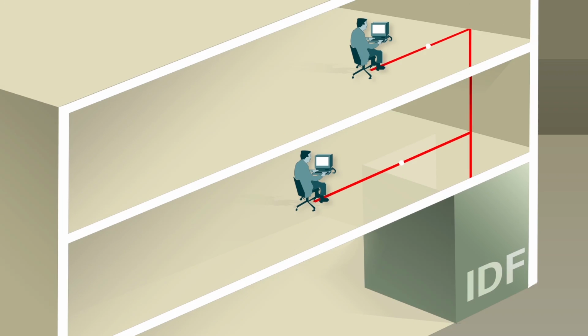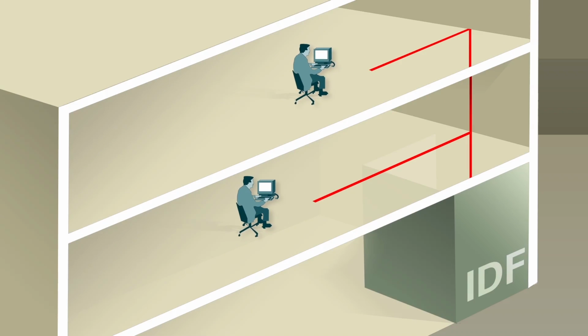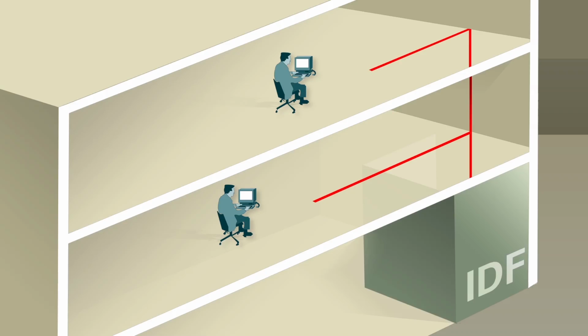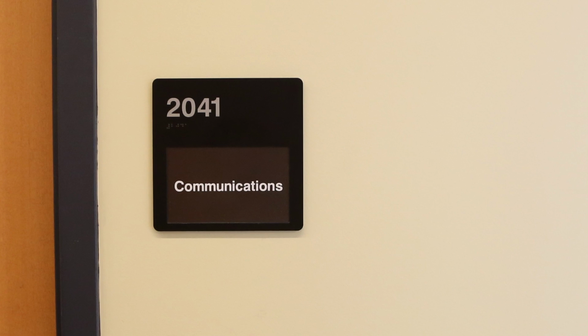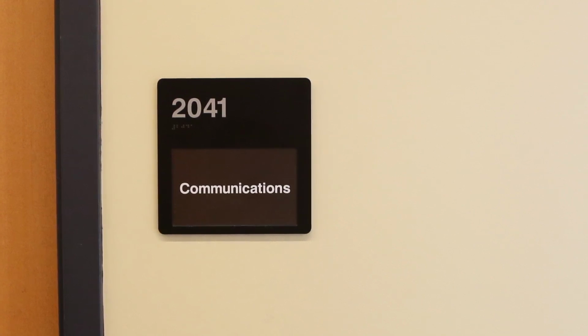Most versions of Ethernet are limited to distances of 100 meters over copper cabling. So it's important to position these IDFs so that the maximum cabling distance isn't exceeded. We will now look at the IDF servicing our example desktop.